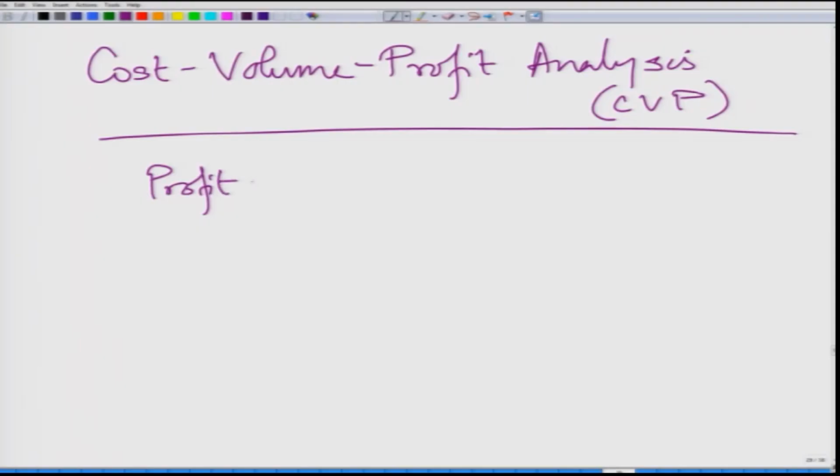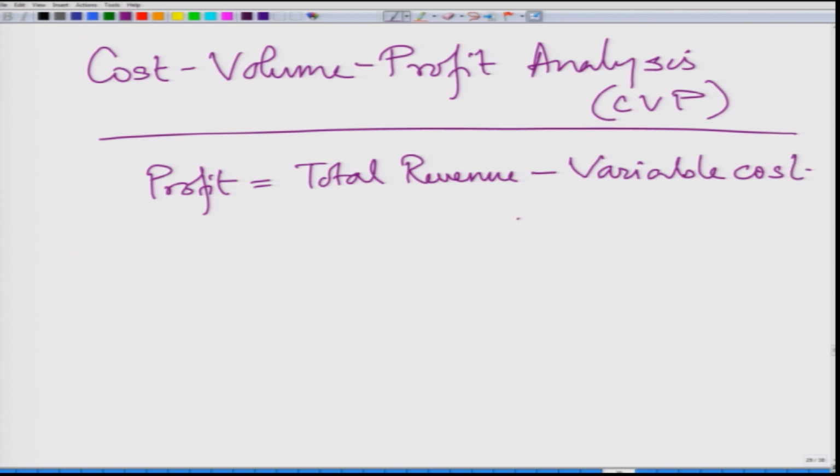As we know, the break-even point is where the total revenue and total cost match, and in a production firm I can calculate my profit. What is profit? Total revenue minus total cost. So I can calculate my profit as total revenue minus variable cost minus fixed cost, isn't it? Or I can keep variable cost and fixed cost together, that is my total cost. Total revenue minus total cost is my profit.